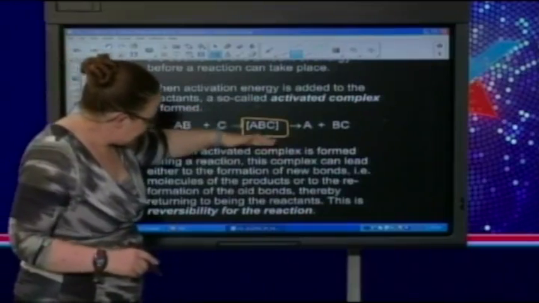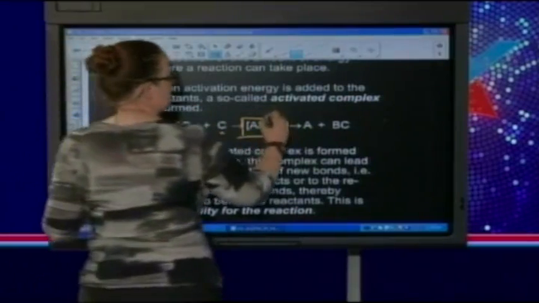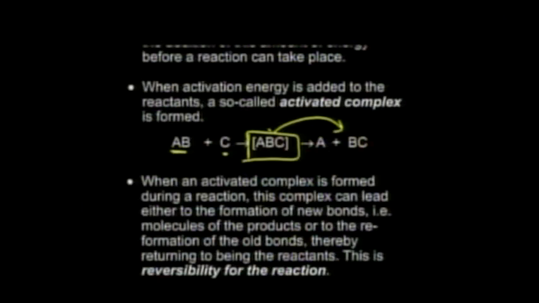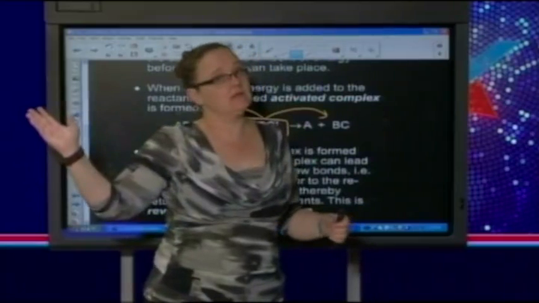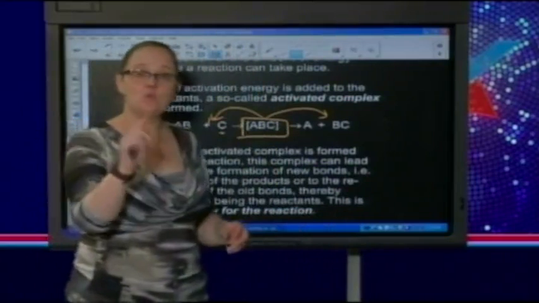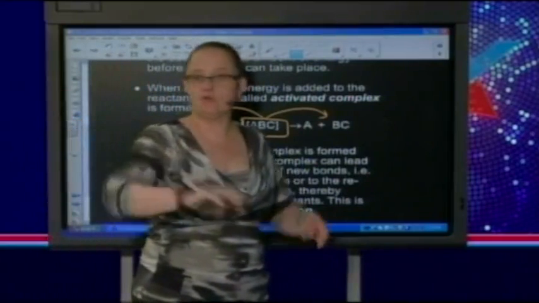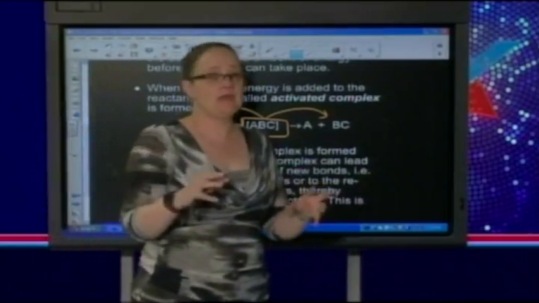Once we get that activated complex, it now makes a decision: I'm going to make products or I'm going to make reactants. It'll make reactants if it doesn't have enough energy. So if we haven't put enough activation energy in, it's going to go back to the reactants. And whether the reaction is reversible or not is irrelevant. That's what's going to happen there.